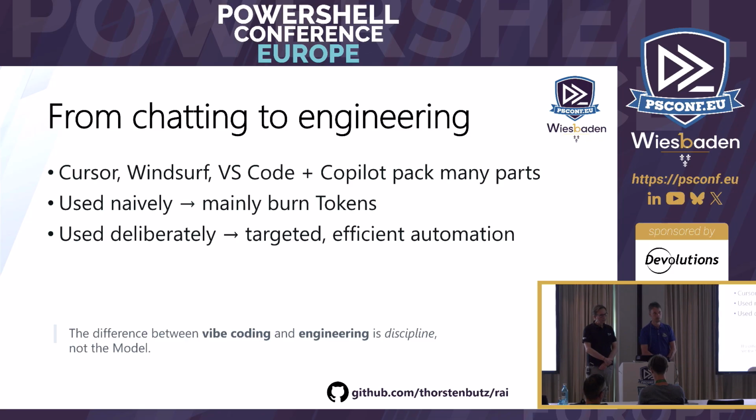So from chatting to engineering, what we definitely want to do is not naively burn tokens and produce just code. We need to focus very much on how we produce the code and use the right tools and the right methodologies. And this will be our next chapter, how we can control the AI and how we can teach the AI so that the output is according to the guidelines that we have established as a team, as an individual, or as an enterprise. And the big difference between vibe coding and engineering is just discipline, right?